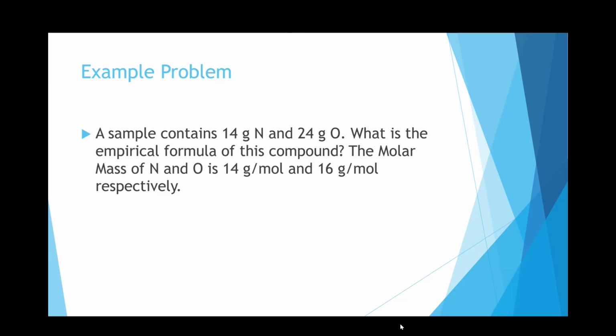You might be a little confused, but step 1, step 2, and step 3 are the same. Step 1 is grams to moles, because we need mole comparison for the empirical formula. Step 2 is divide by smallest moles. Three is use empirical formula.